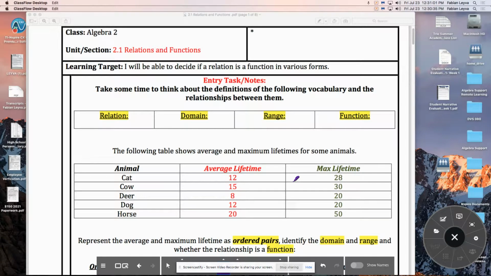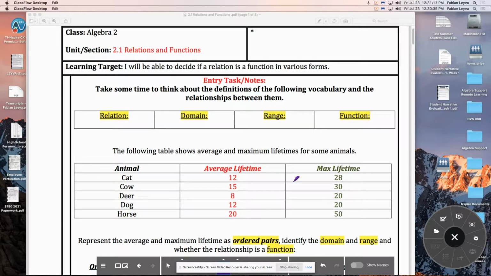The goal today is to be able to decide if a relation is a function, in various forms. So let's start with a little bit of review of what a relation is. What does that have to do with the domain, range, and a function? Or how do those definitions work with each other? So let's start with the beginning.